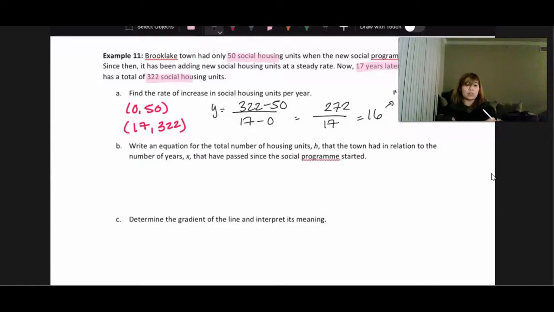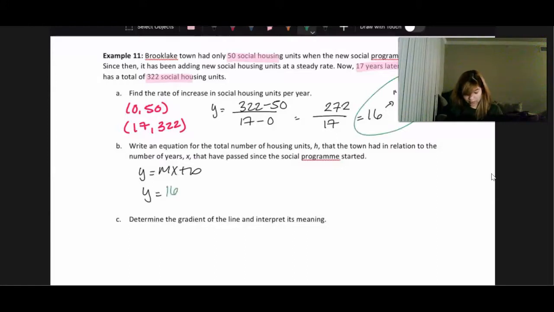Now we have to write an equation for the total number of housing units, represented by variable h, that the town has in relation to the number of years, using variable x, that have passed since the program started. By the way, that's how they write program in British English, with an ending at the end. So that just is program. So y equals mx plus b. I know m. I just found it.